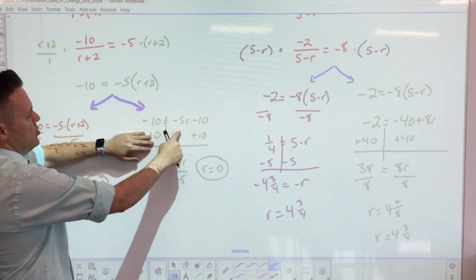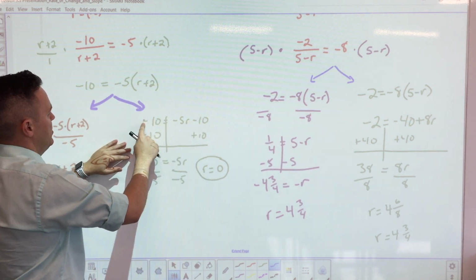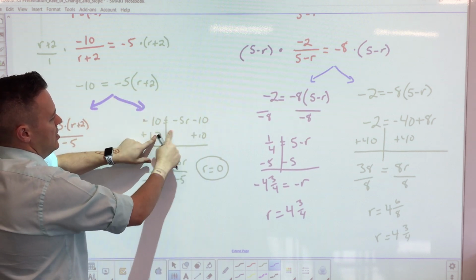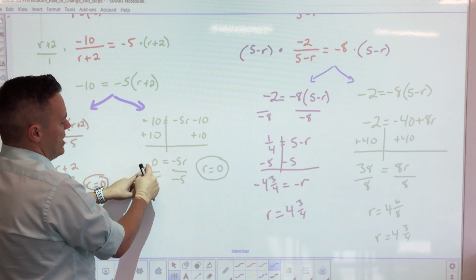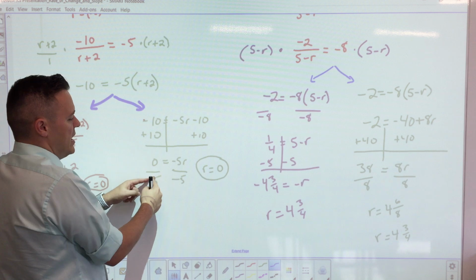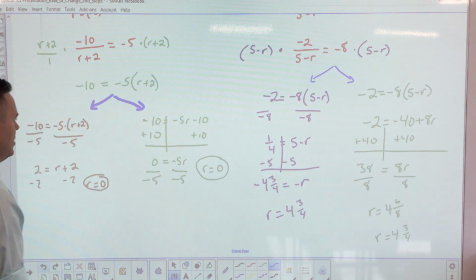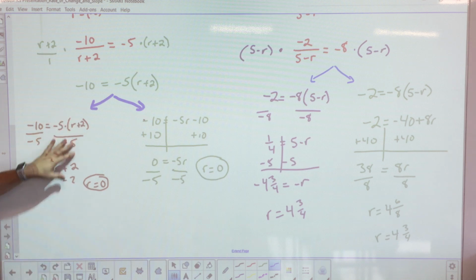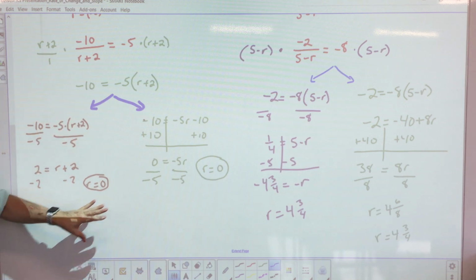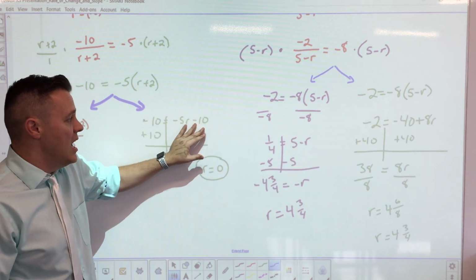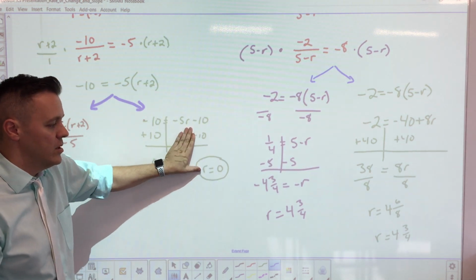You set it up, you do the distribution, you distribute, you get negative 10 minus 5r minus 10. Add 10 to both sides, you actually get 0, okay? And when you get 0, anything divided by 0 is going to be what? R. All right, on this one, I did the same style of math. If you prefer this method, use this one, but most of you in my class will use the distribution method first, and then you solve for the variable, okay?